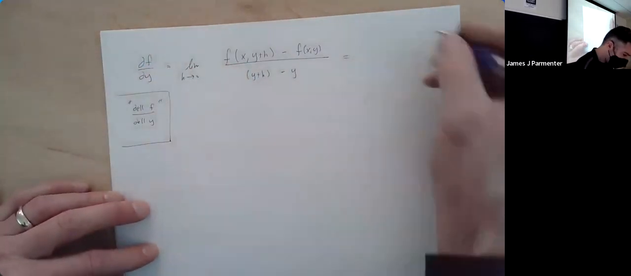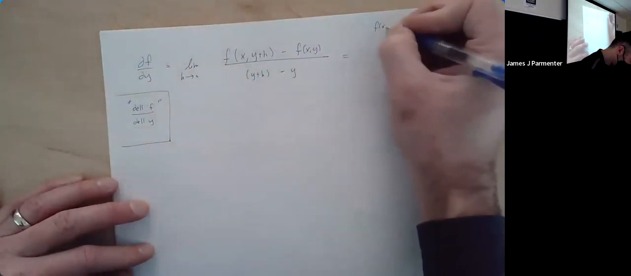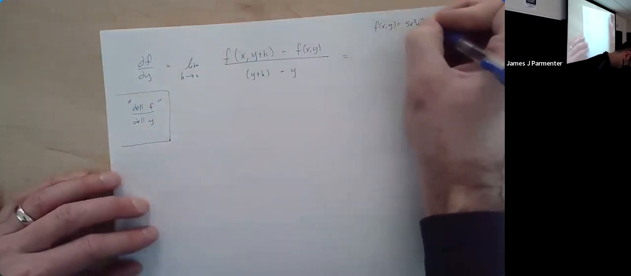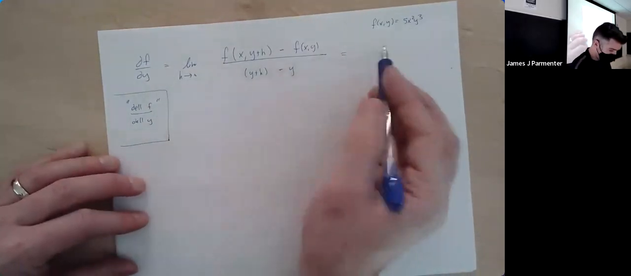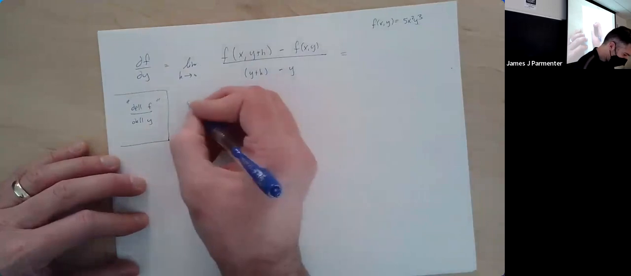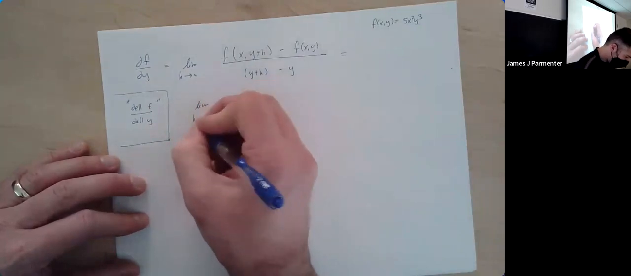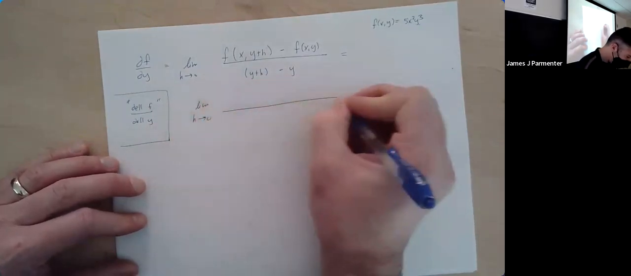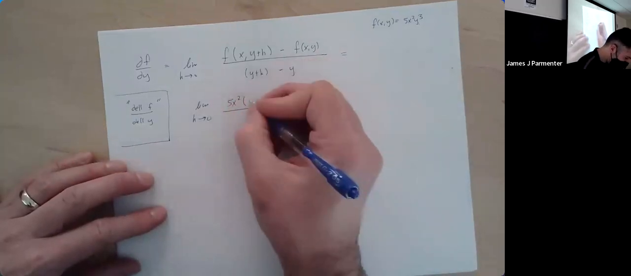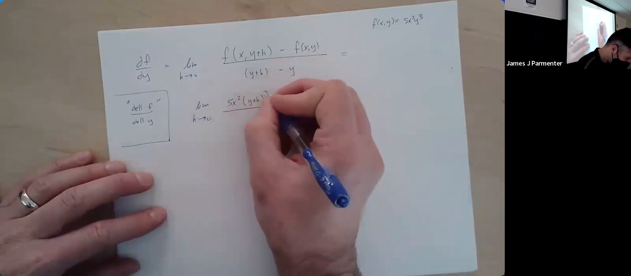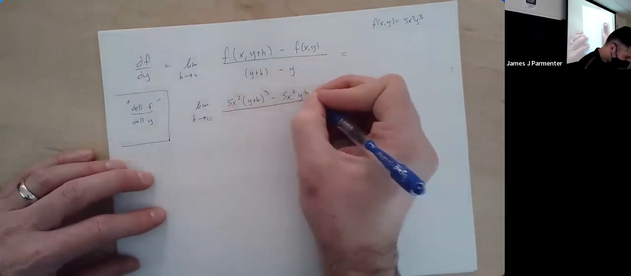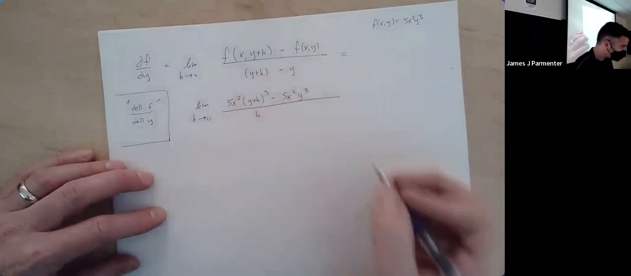Okay, so same idea. Oh, and let's write our function up here just so it's not lost on the page. Our function was 5x squared y cubed. So we're just throwing x in for x and y plus h in for y. So we're going to get the limit, h goes to 0 of 5x squared times not y, but y plus h cubed minus 5x squared y cubed all over h.